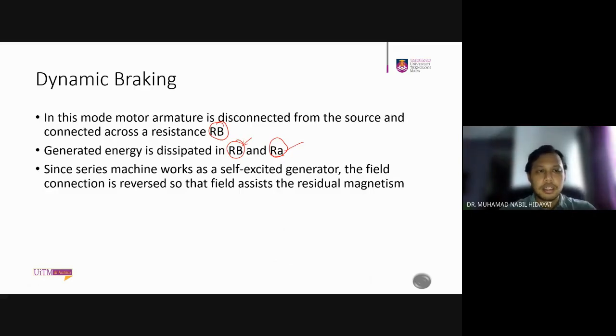And since the series machine works as a self-exciting generator, the field connection is reversed so that the field assists the residual magnetism. So you can also flip the connection of the field in order to assist the braking.